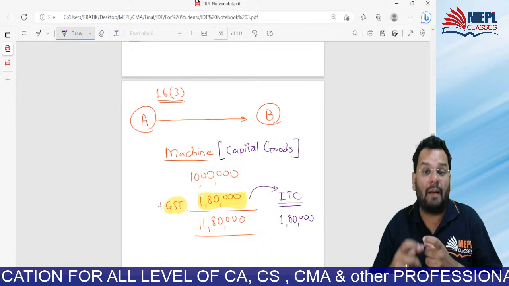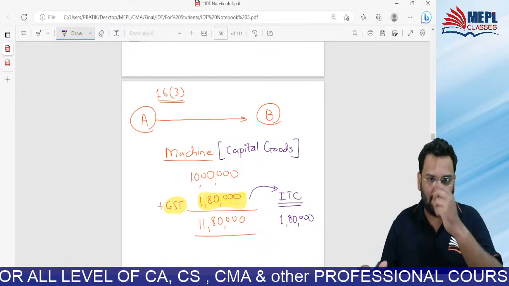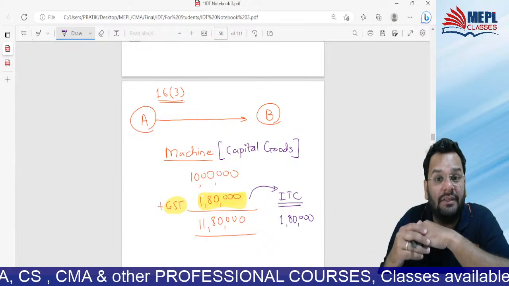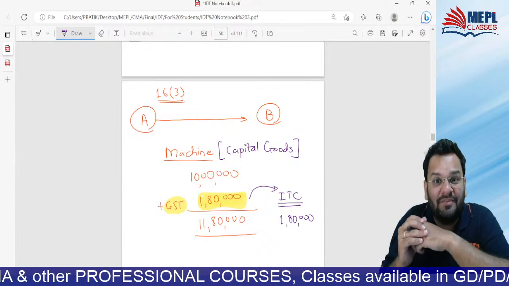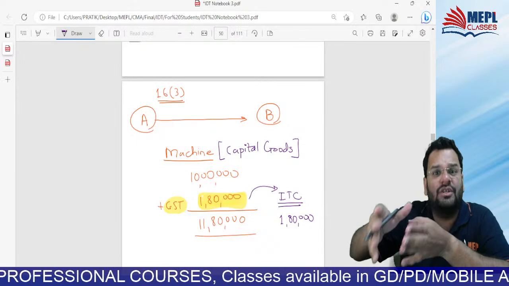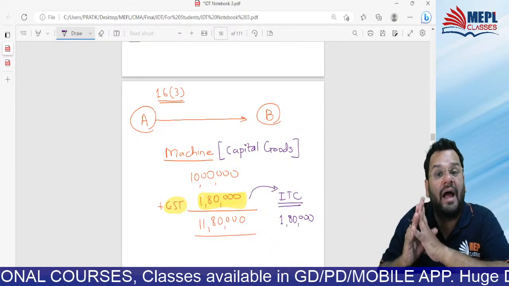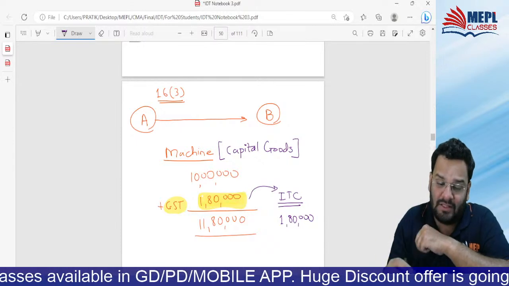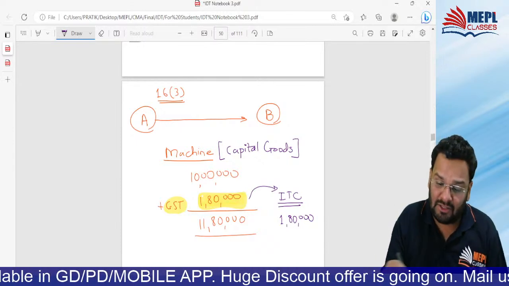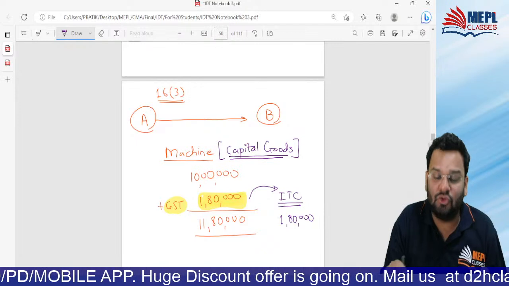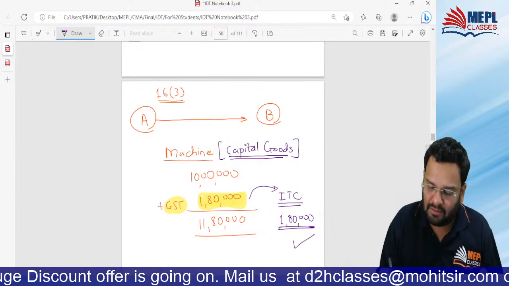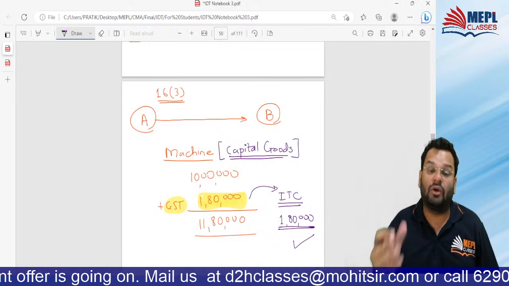What is the meaning of capital goods? Capital goods means those goods which are used in the course of business and the value of which is capitalized in the books. So yes, you can claim ITC of capital goods. There is no problem at all. You can claim ITC of 1,80,000. Then what is 16.3?